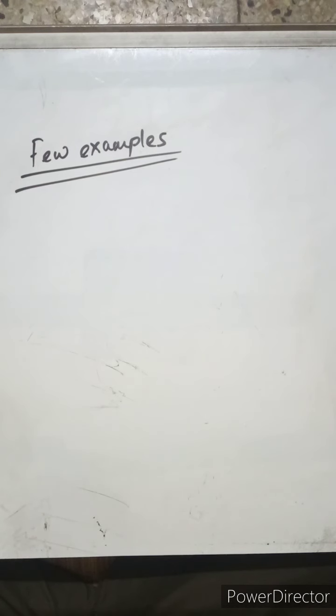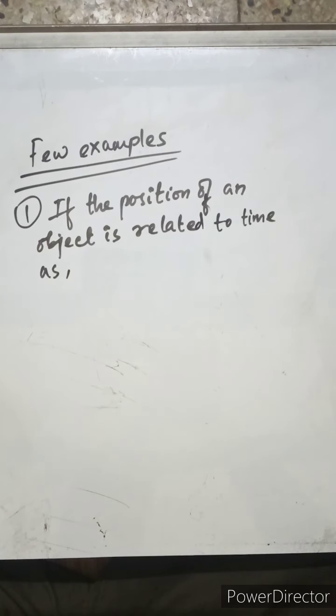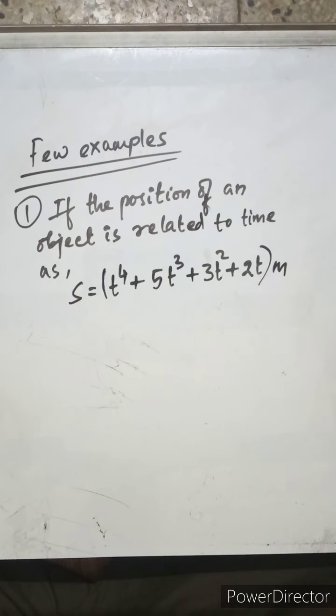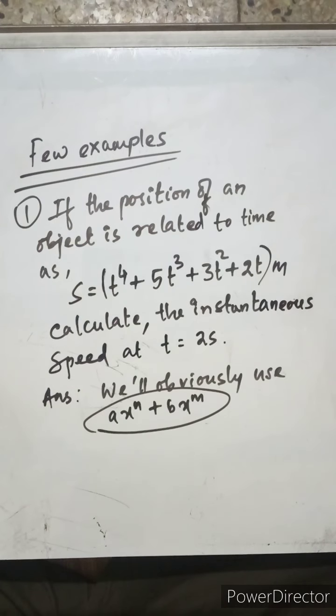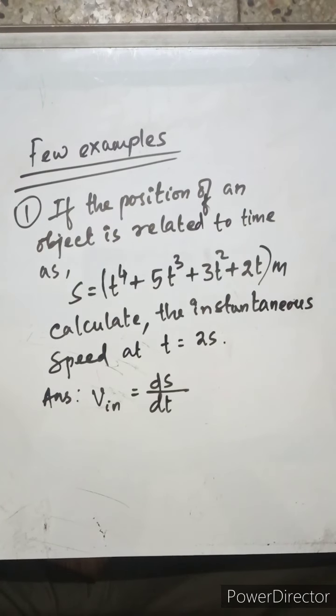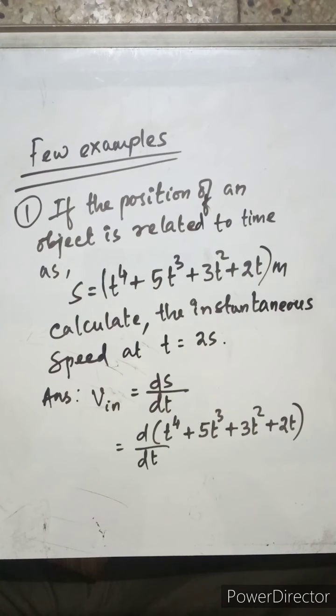Actually I have one example for you where I have taken two bits. In that example, let me consider that the position of an object is related to time as s is equal to t to the power 4 plus 5t cube plus 3t square plus 2t, in meters. So calculate the instantaneous speed at time t is equal to 2 seconds. Now we'll obviously be using the ax to the power n plus bx to the power m form, although there are not two terms, there are four terms over here.